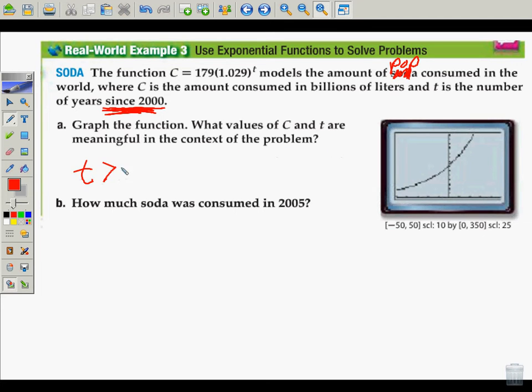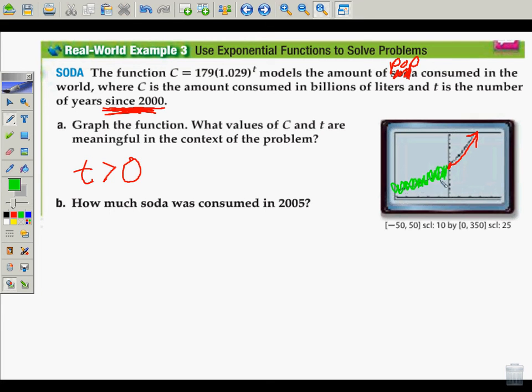So we want to start right at this y-intercept, and we just care about this part to the right, because this models the amount of consumption since 2000. So let's not go before 2000. All of this on the left side, that would be before 2000, we don't want. We're only concerned with the part since 2000.